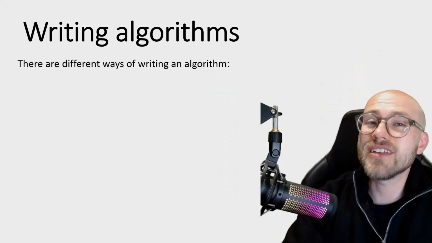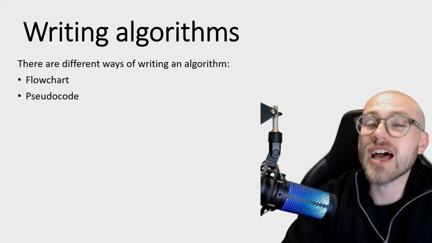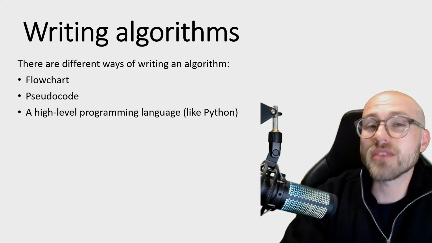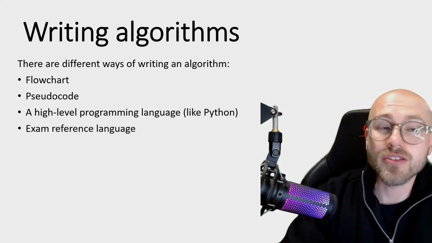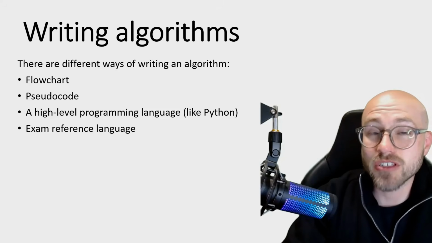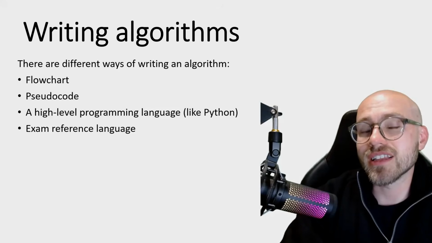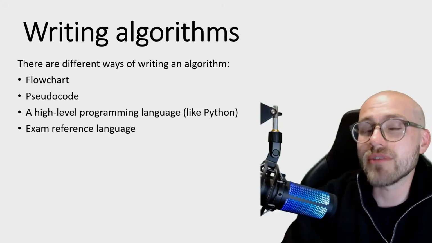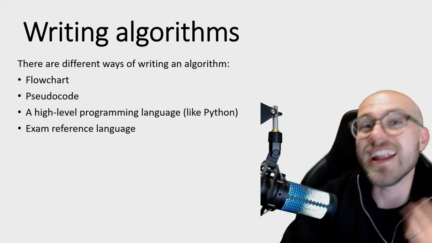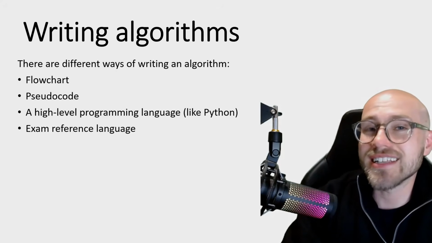Today we are looking at writing algorithms. There's different ways of writing an algorithm, but we are going to focus on both flowcharts and pseudocode. It's worth mentioning that we can write them in a high-level programming language like Python, and there's also exam reference language, which OCR have got their own, but we're not going to look at that, purely because you can still get the marks in writing pseudocode or high-level language. Writing in exam reference language is almost like learning an extra language on top of that. In my opinion, stick to learning less and you can still get full marks.